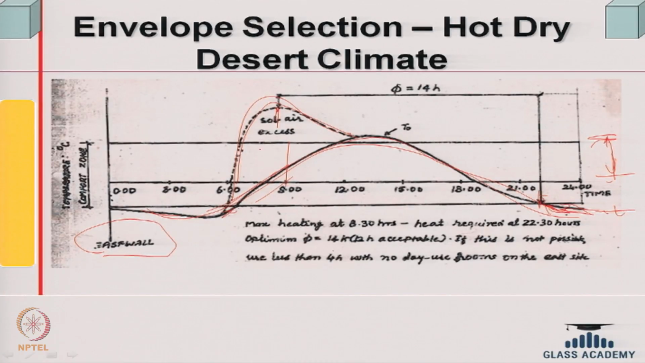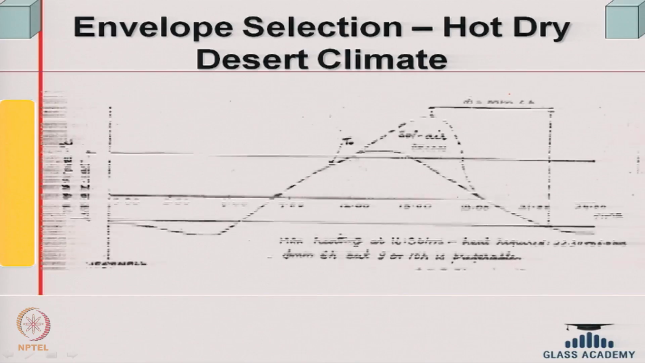So, if I can design my wall in such a manner that the peak heat is shifted by 14 hours. In other words, at the outside the peak temperature is around 8 am, 9 am or 10 am, but inside the peak of the heat dissipation or heat intrusion into the internal space is somewhere around maybe 12 o'clock in the night, or 11 o'clock in the night or something of that kind, which means that I require 14 hours of time lag.